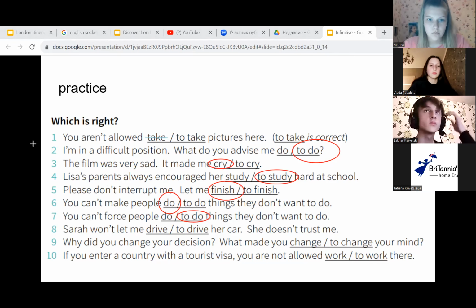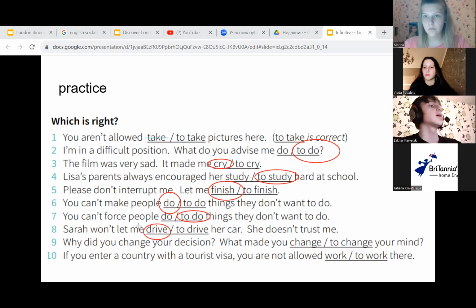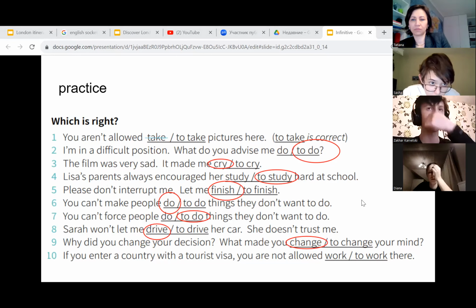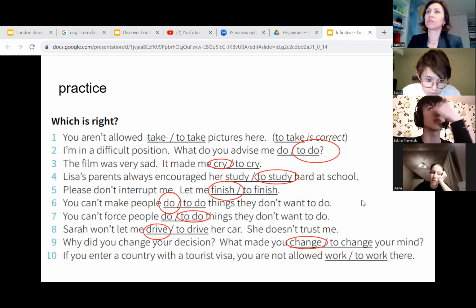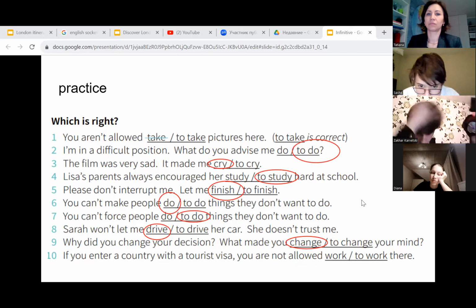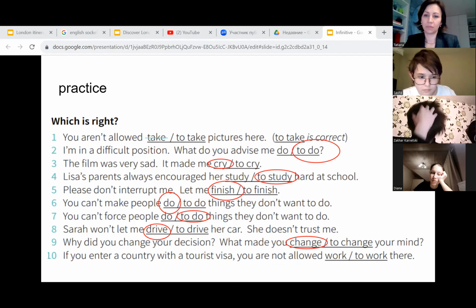Tara won't let me drive her car. Zahar. Why did you change your decision? What made you change your mind? Okay. Sasha. If you enter the country with a tourist visa, you are not allowed to work there. Yep, you're not allowed to work. So these seem pretty confident.